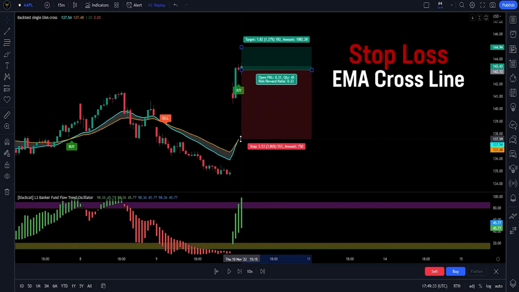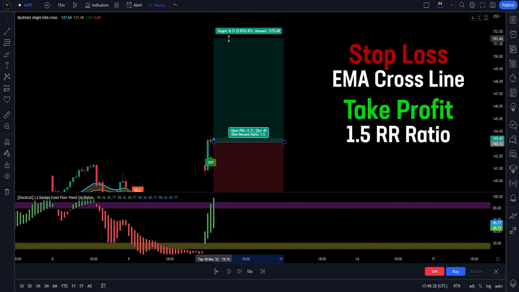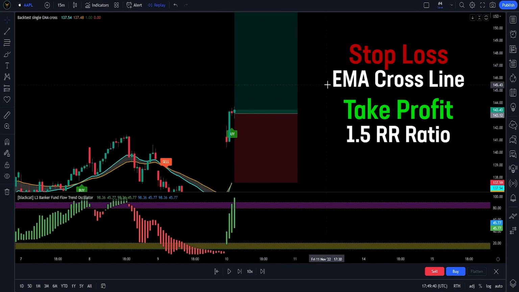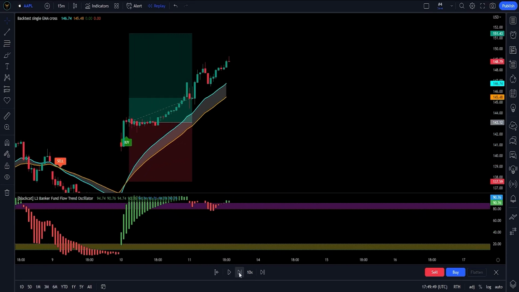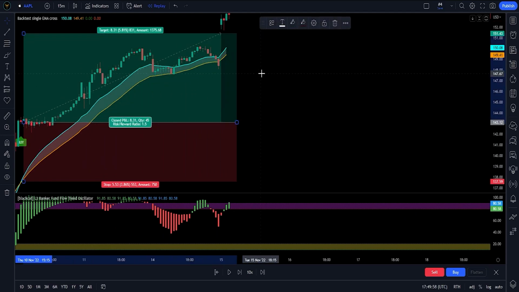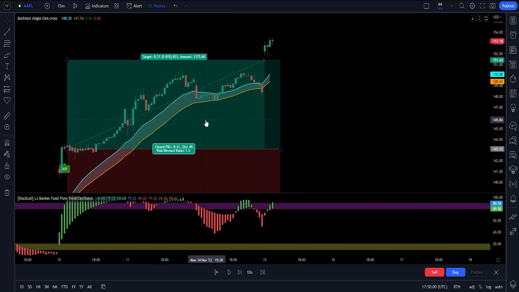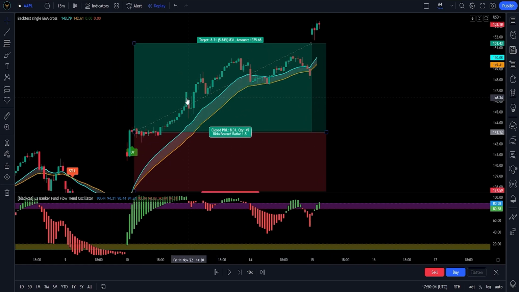Our stop loss will be placed at the EMA crossline, and our risk to reward ratio will be set to 1.5. Now that everything is set, let's see how this plays out. Our prediction was correct, and we made a profitable trade. If we were to trade with real money, and we risked 2% of our account size, we would have made around 11.62% of our initial account balance just from this one trade.